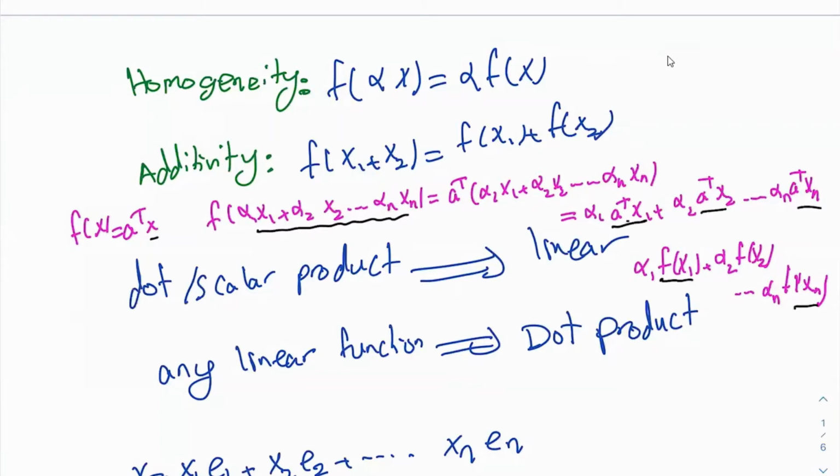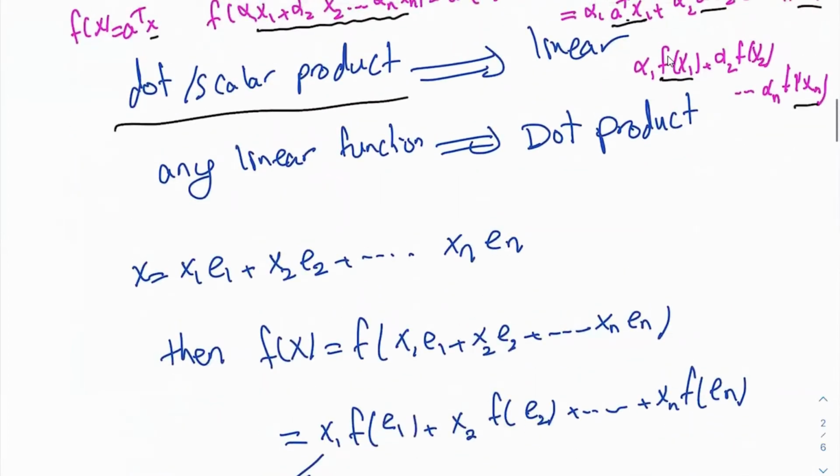I wrote it down here for you. What happened? The dot or scalar product is linear. Now I have something more interesting. Any linear function can be written as a dot product. This is a fascinating result. Any linear function can be written as a dot product. Any linear function. Let's take a look at the proof together.